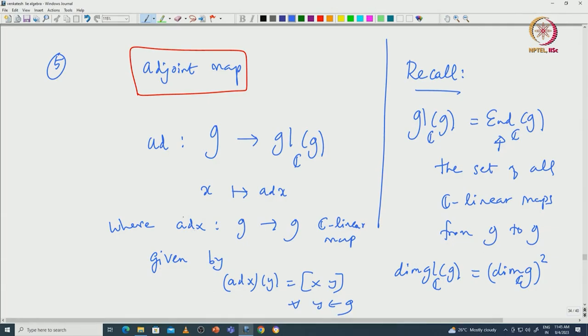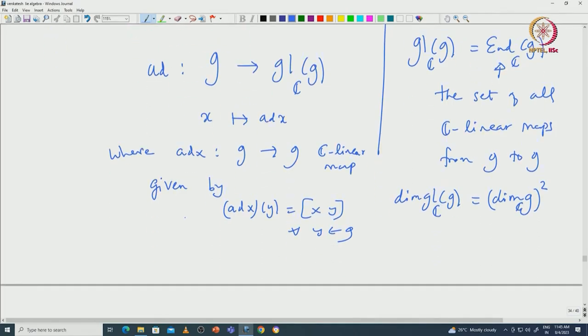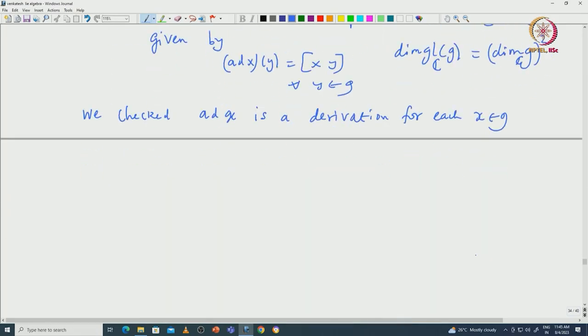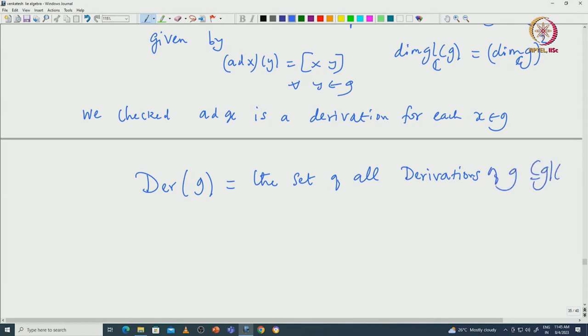We also checked this is actually a derivation, okay. So that is something we already checked. So we checked ad x is a derivation for each x in G. So in particular this adjoint map is indeed mapping to the set of all derivations of G, okay, which we denoted by Der G. This is the set of all derivations of G. So this is sitting inside GL of G, okay.